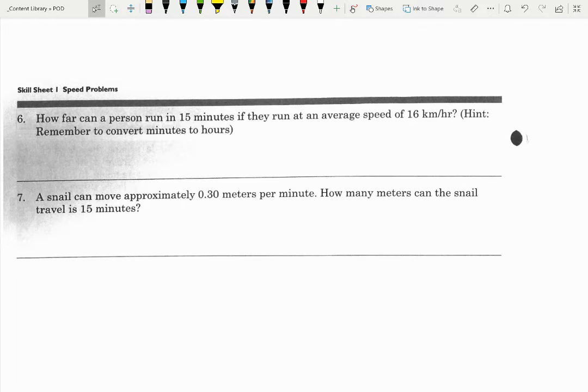How far can a person run in 15 minutes if they run at an average speed of 16 kilometers per hour? Anybody have a good answer for that? Was this the whole one? And the problem of the day? Yeah. 4 kilometers. 4 kilometers?